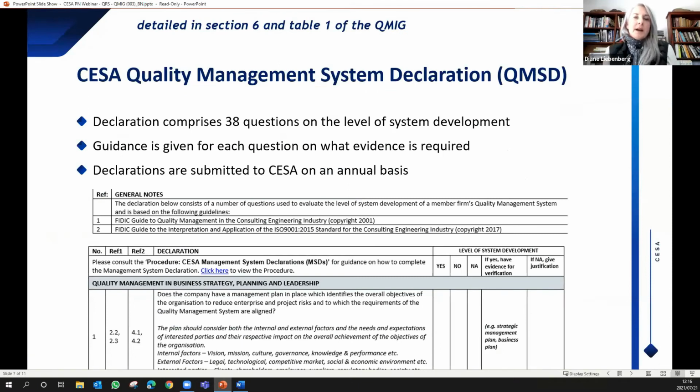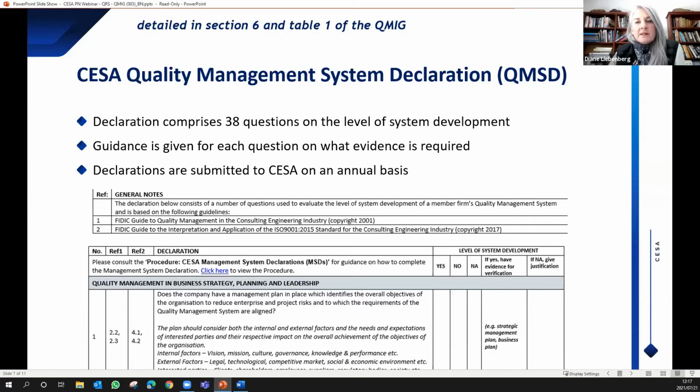Right, so the third guideline available in the QMEG for the development of an effective quality management system is the use of the MSD, or the Management System Declaration. So CISA requires its member firms to complete this declaration and to submit it on an annual basis. The declaration is made up of a series of questions which are based on the FIDIC guidelines for quality management. You'll see reference to relevant clauses in the FIDIC guidelines given in the columns to the left of the declaration. Additional guidance is also given under each question.